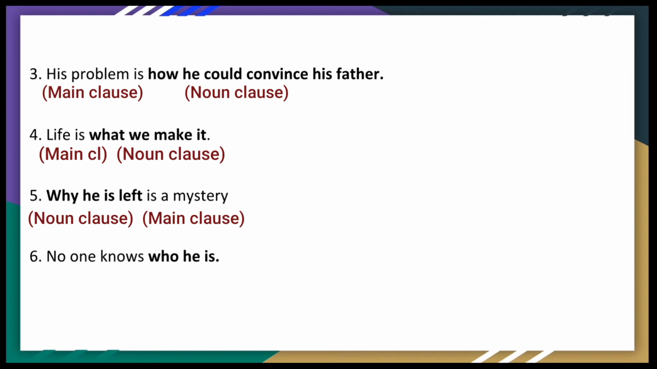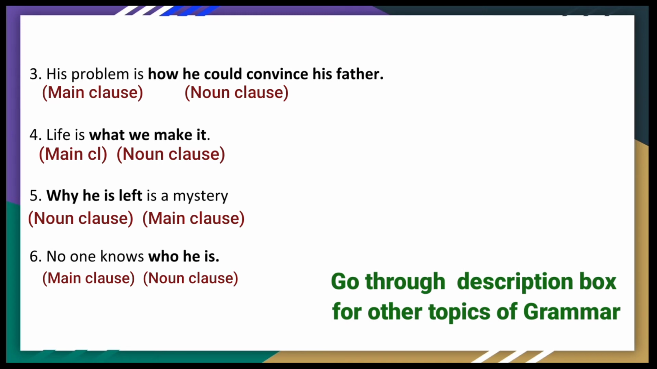Now other sentences which we have seen before, there your subordinate clause is functioning as the object or complement. No one knows who he is. What no one knows? Who he is. Now we can find out. No one knows is your main clause, and who he is is your noun clause.